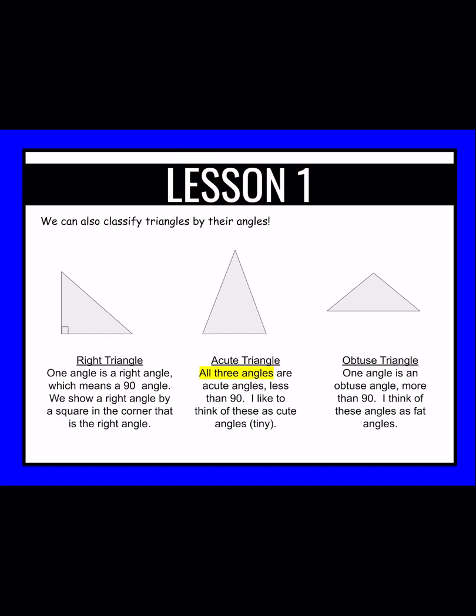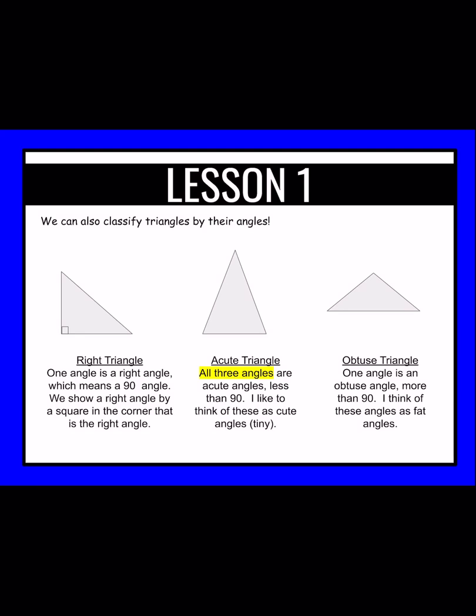You can only have one right angle in your triangle because if our whole triangle is 180 degrees and we subtract the 90 degrees, that means we're only left with 90 degrees, and that has to be divided between the two other angles. So you can only have one right angle in a triangle.